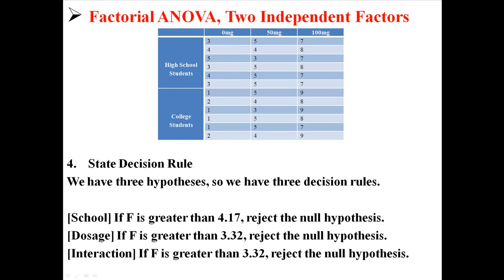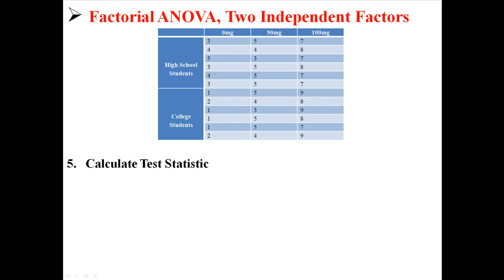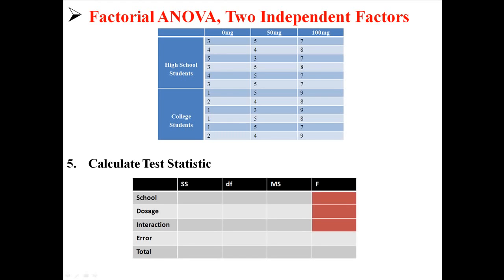So our 3 decision rules are, for school, if F is greater than 4.17, we're going to reject. And for dosage and interaction, if those Fs are greater than 3.32, we're going to reject. So we get to test 3 different hypotheses here about 2 main effects and 1 interaction effect. So now we can calculate our test statistic. In order to do that, we need to fill out this table. We already have the degrees of freedom, so I'm just going to put that in there. That's easy.